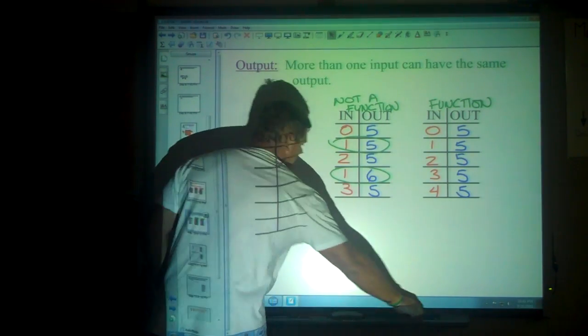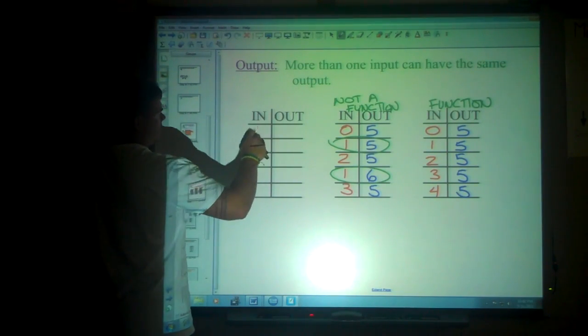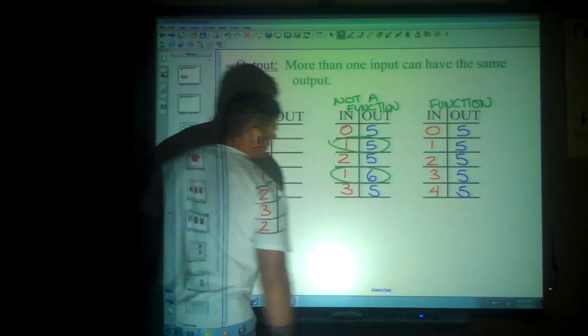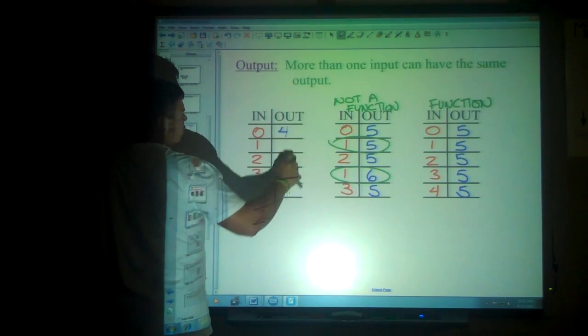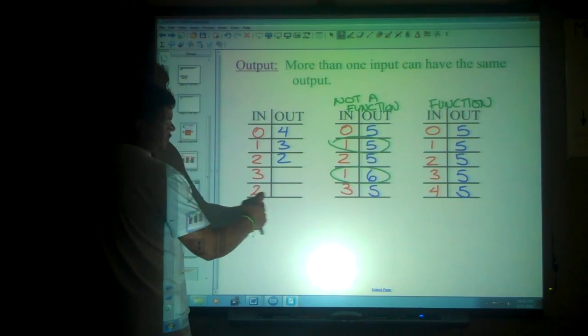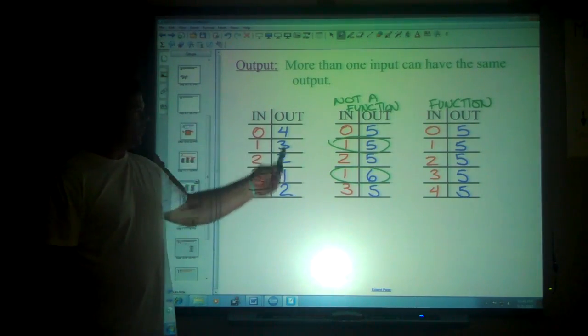So let's see what we can do on this last one. We'll try to make another one that is a function. If it is a function, we could say 0, 1, 2, 3, 2. And maybe as far as outputs, I could go 4, 3. I better have the same 2 down here, this 2 better also be a 2, and 3 could be 1. So this is still a function.